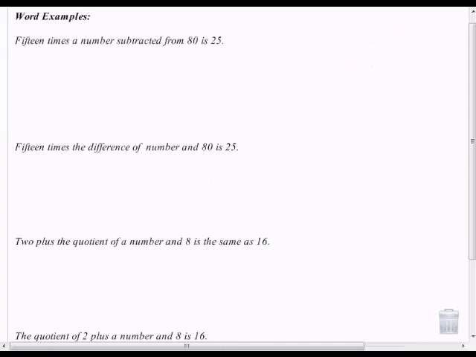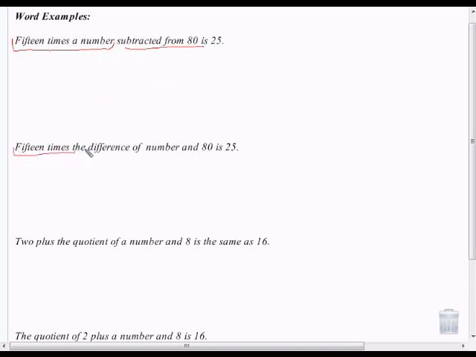Other equations, we're going to have some translations on these two. 15 times a number subtracted from 80. And then I have here 15 times the difference of a number and 80. They're very similar, but they're not the same. What I have is 15 times a number, I'm going to put that in red, 15 times a number is being subtracted from 80.